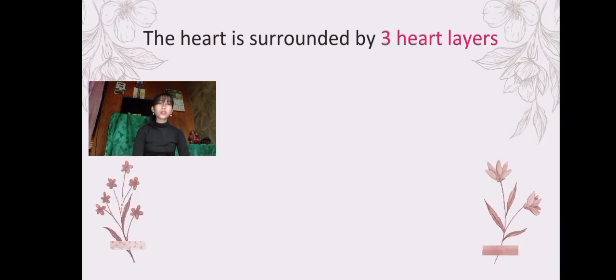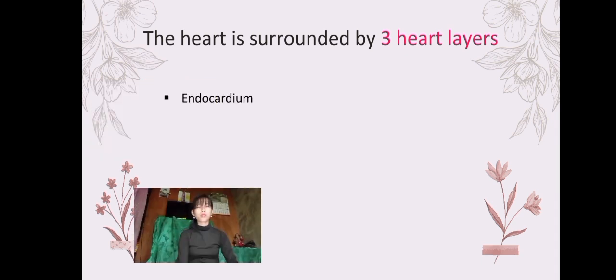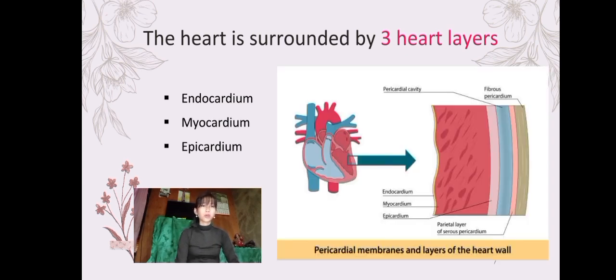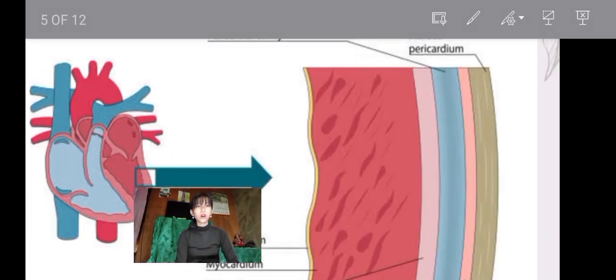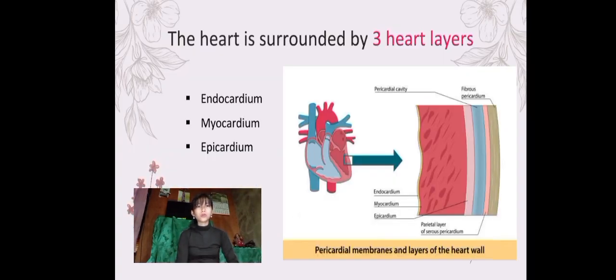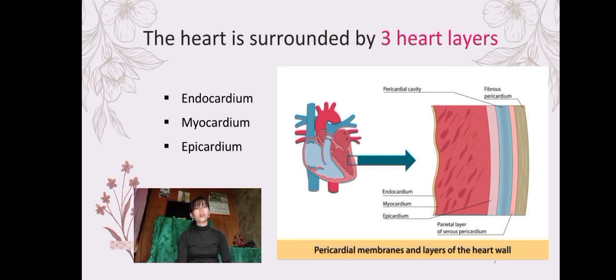The heart is surrounded by 3 heart layers. The first one is the endocardium. The endocardium is the inner layer of the heart, lining the heart chambers. The endocardium in this picture is the yellowish lane. And the next one is the myocardium.